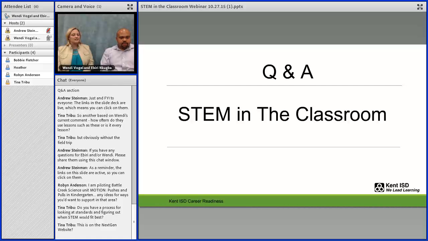This is on the Next Gen website. The engineering standards, yes. You can find them when you search. Michigan has adopted them by topic. So if you go to the Next Gen website, click on the topic view, and then there's a whole list of kindergarten through 12th grade standards. Once you get there, if you scroll through, they are located there.